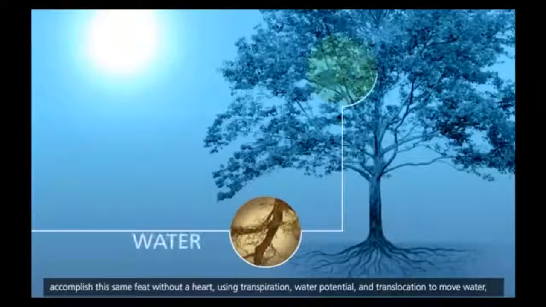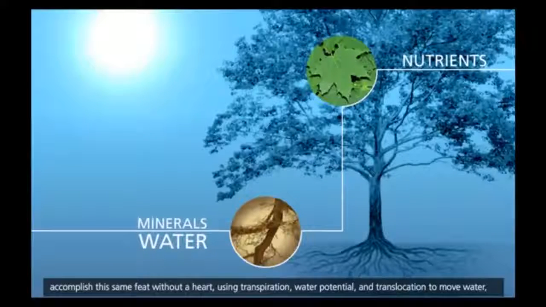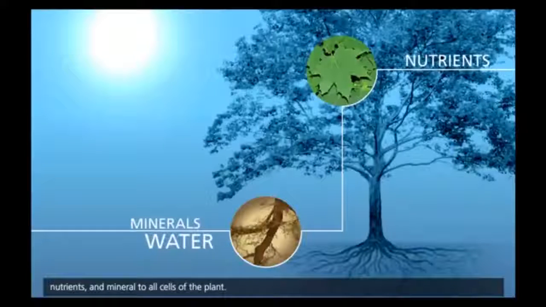Our heart pumps blood throughout our bodies to provide nutrients and water to our cells. Vascular plants can accomplish this same feat without a heart, using transpiration, water potential, and translocation to move water, nutrients, and minerals to all cells of the plant.